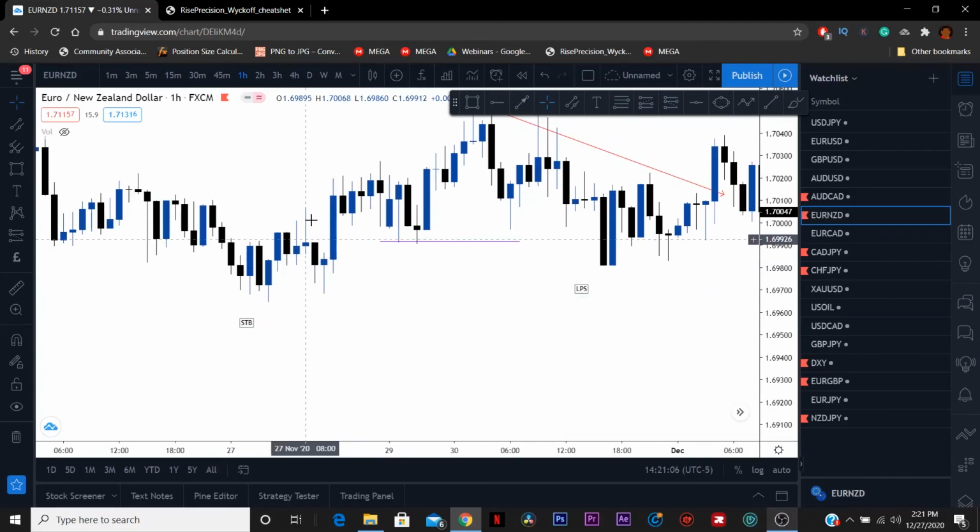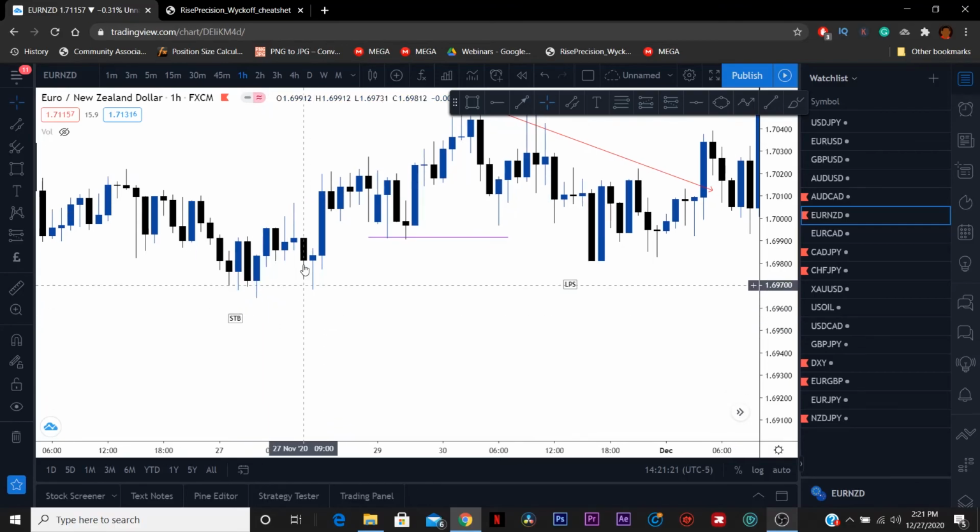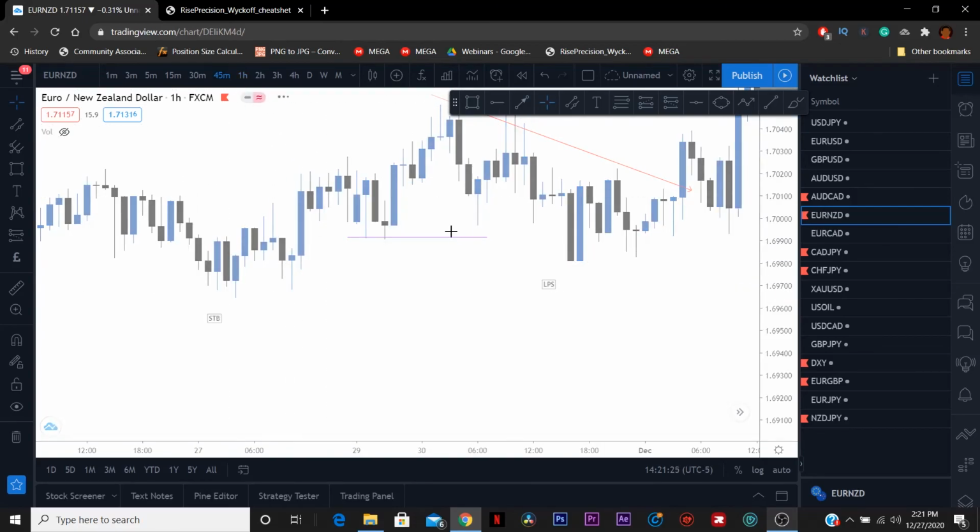okay. Afterwards, we came down with this candle here, and we mitigated whatever was inside of here. I don't know if it was imbalance or whatever, but I'm sure if you zoom in, you'll see it. There's probably a sponsor candle inside of there, but we mitigated it with this candle right here. So let's continue to go down.